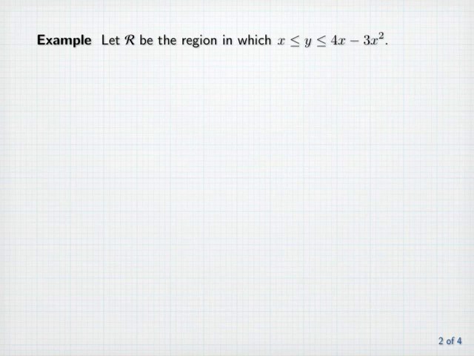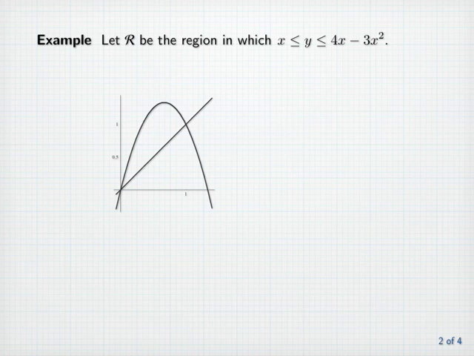Example: let R be the region in which y is greater than or equal to x and less than or equal to 4x minus 3x squared. Here's a picture showing the graphs of y equals x and y equals 4x minus 3x squared. The region in which y is between x and 4x minus 3x squared is the region between those graphs where the parabola is above the line.